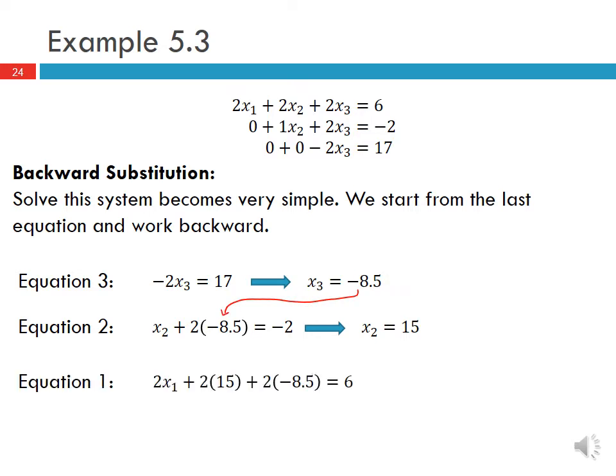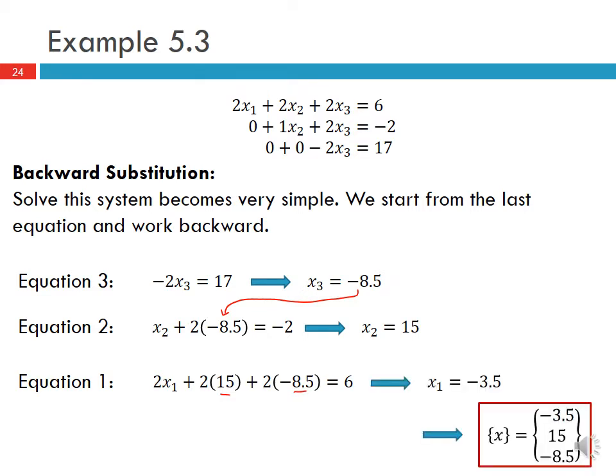Then equation 1, we have that 2x1 plus 2x2 plus 2x3 is equal to 6. And we know already what x2 and x3 are, so we can plug those in, 15 and minus 8.5, and we can solve for x1 is negative 3.5. So this means our result x is equal to negative 3.5, 15, and negative 8.5.